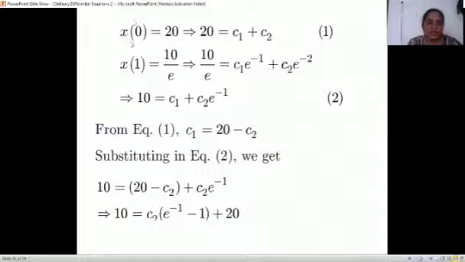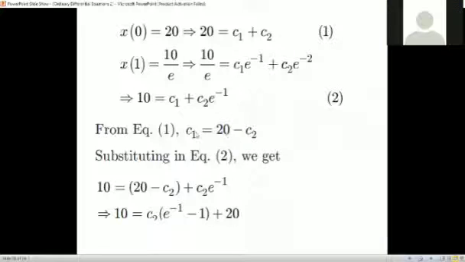Then applying the conditions: at t = 0, x is 20, so we get c1 + c2 = 20. And at t = 1, x is 10/e, so we get this. Therefore these are two equations. Solving them simultaneously, we'll get this relation.